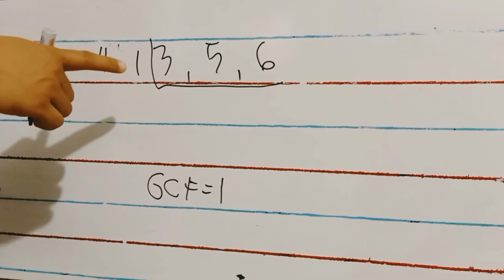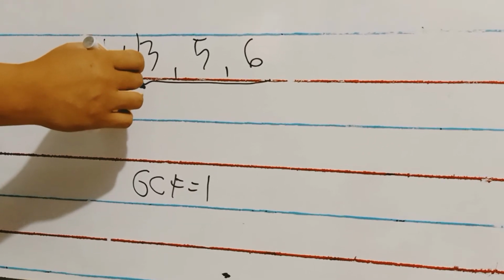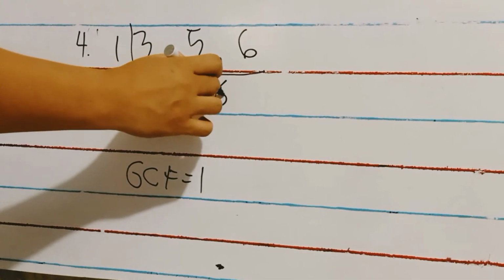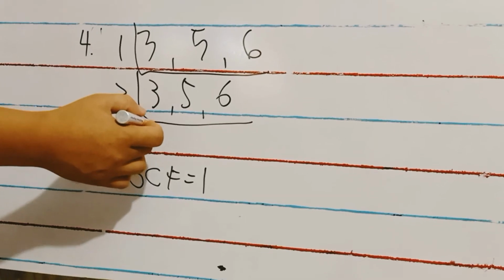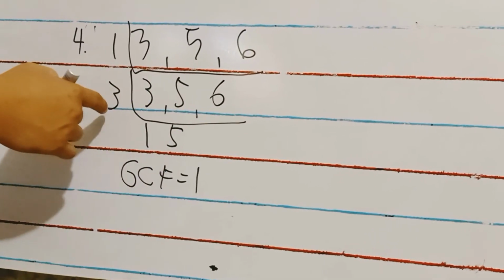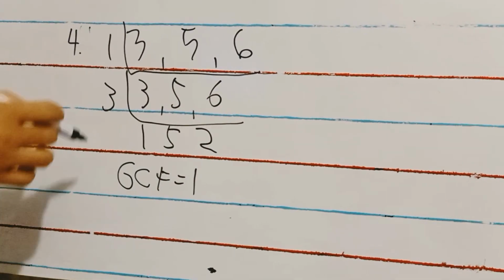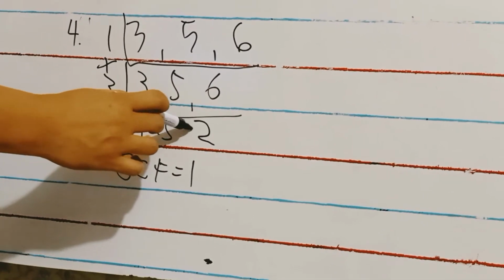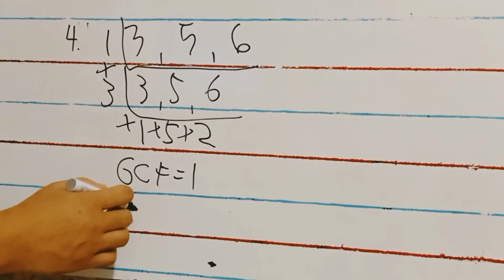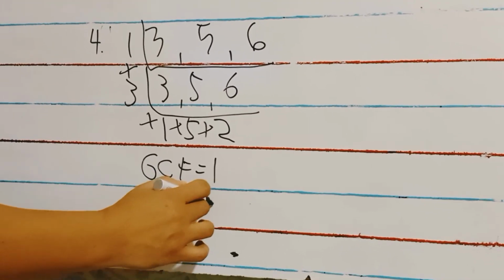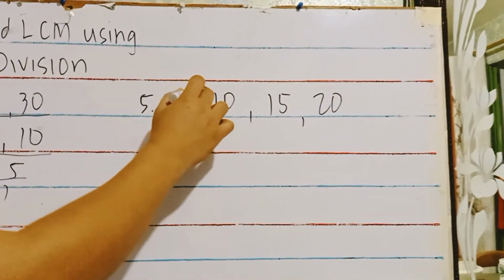Okay? Then, we will continue division. So, 6 and 3 meron silang common. Therefore, i-divide natin sila sa 3. 3 divided by 3 is 1. Copy 5, dahil wala siyang common. 6 divided by 3 is 2. So, we will multiply. Okay? 1 times 3, 3 times 1, 3 times 5, 15 times 2 is 30. LCM is 30.